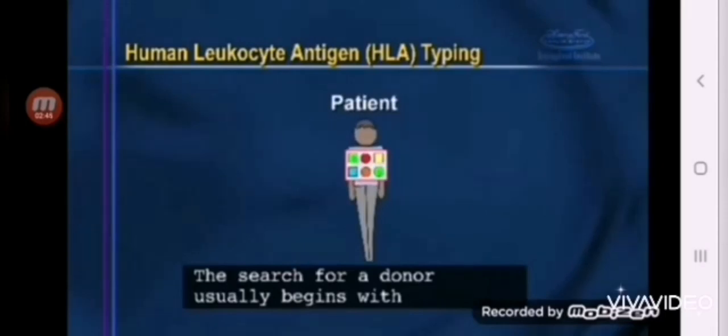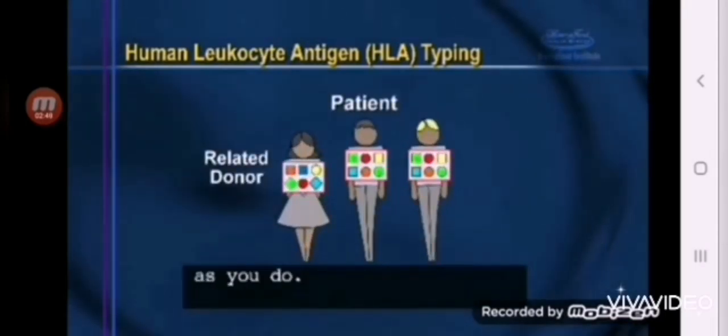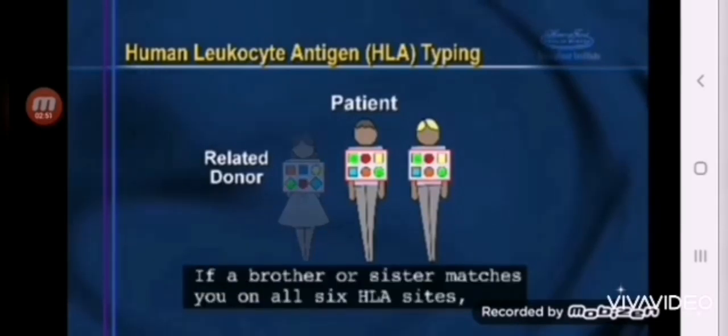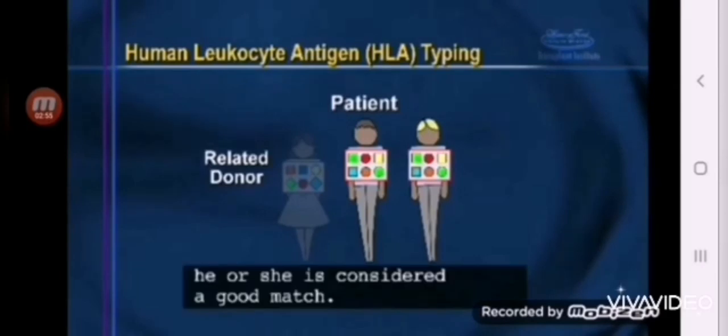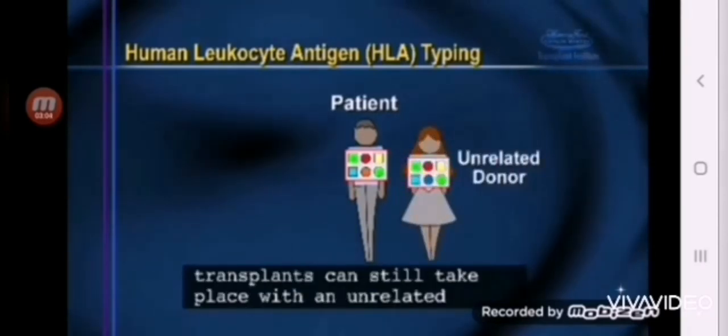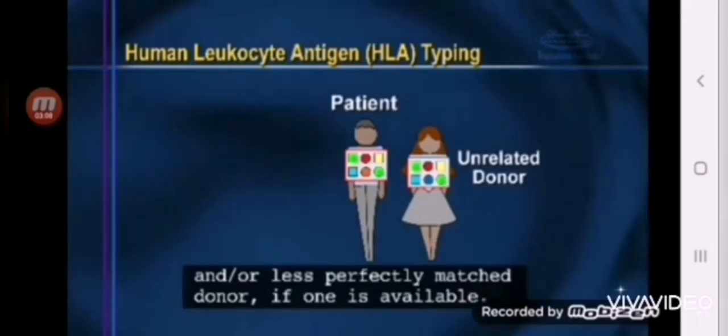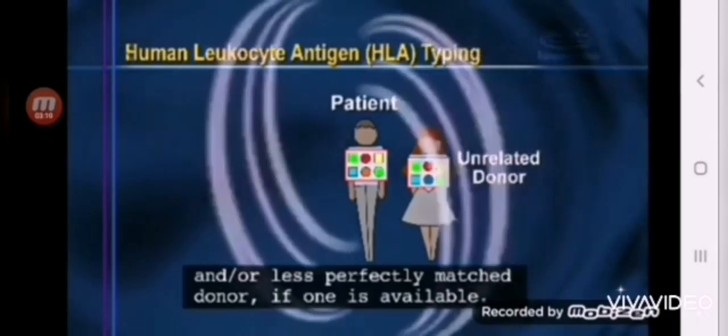The search for a donor usually begins with brothers and sisters who have the same parents as you do. If a brother or sister matches you on all 6 HLA sites, he or she is considered a good match. If, however, a brother or sister is not a match, transplants can still take place with an unrelated and/or less perfectly matched donor if one is available.